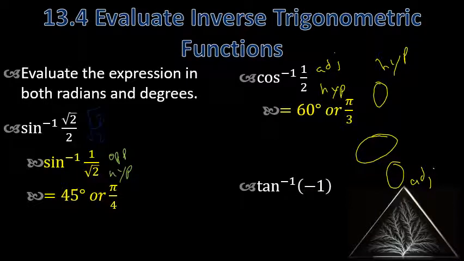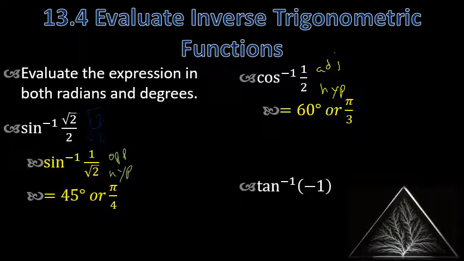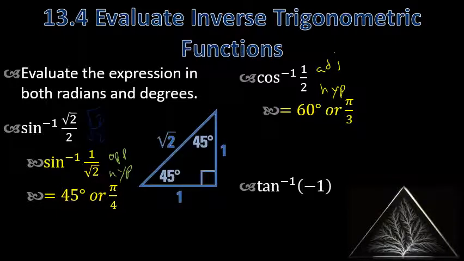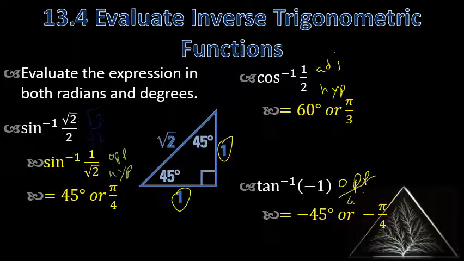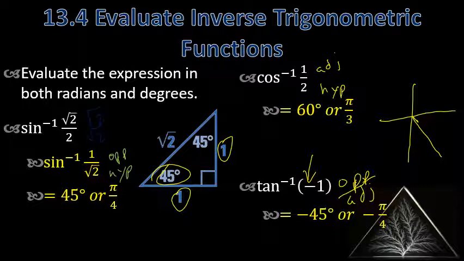How about inverse tangent of negative 1? Well, we could think of that as 1 over 1. So we have the opposite over adjacent. So it's 45 degrees, but it's negative. On our unit circle, in that quadrant tangent is negative, so it's negative 45 degrees, or negative pi over 4.